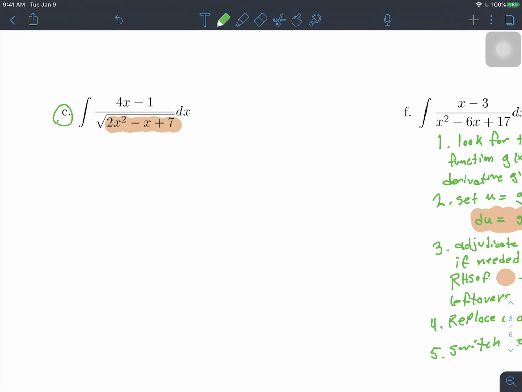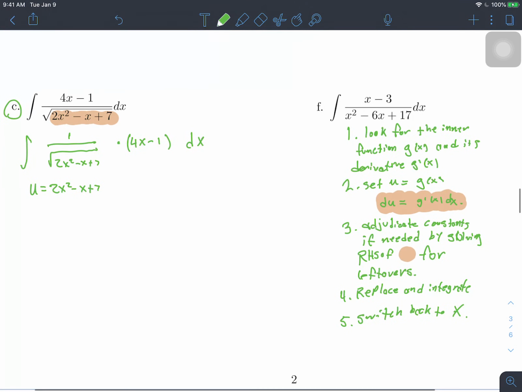It might be easier sometimes for you to see what u should be if you write these fractions as 1 over the square root of 2x squared minus x plus 7 times 4x minus 1, like this. Sometimes it's easier to see when you split them up like that. So I think you're exactly right. This should be our u. So let's let u equal 2x squared minus x plus 7. Now finding du, all we've got to do is take g prime of x dx. So du equals the derivative of this thing, 4x plus 1 dx.